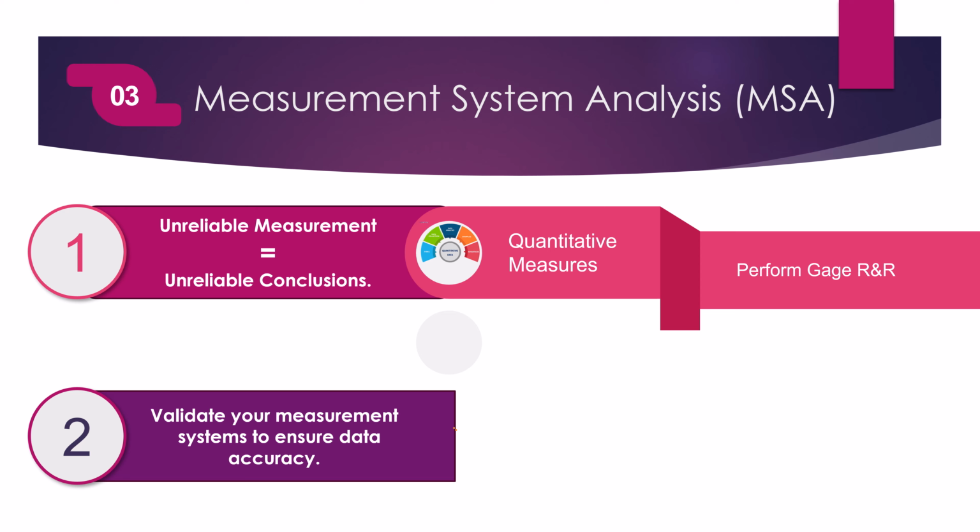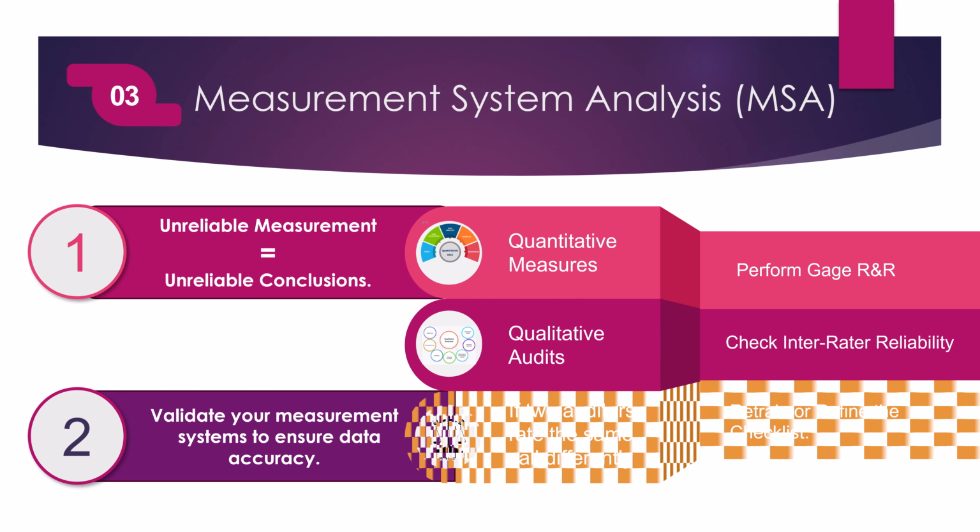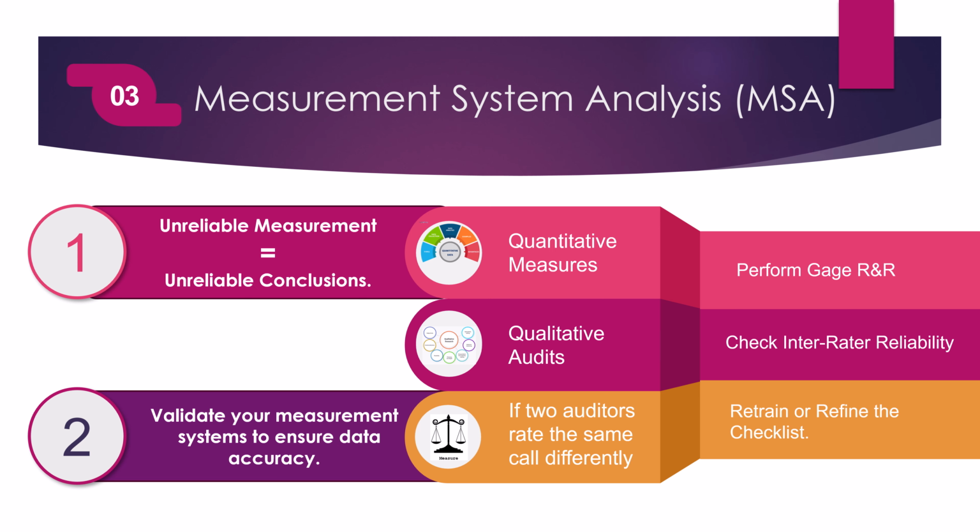For qualitative metrics, check inter-rater agreement. Do different auditors score the same call the same way? If not, refine your checklist and retrain. A validated system means your data truly reflects the process, not the noise, and that sets the stage for accurate analysis.